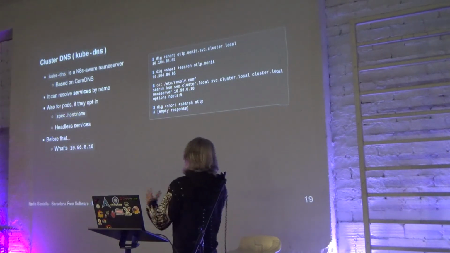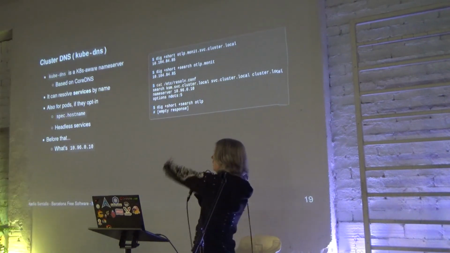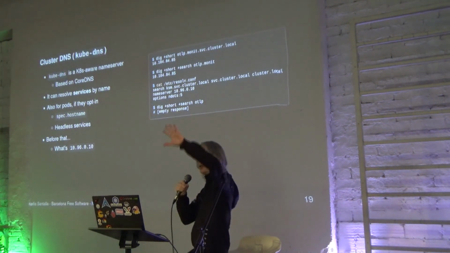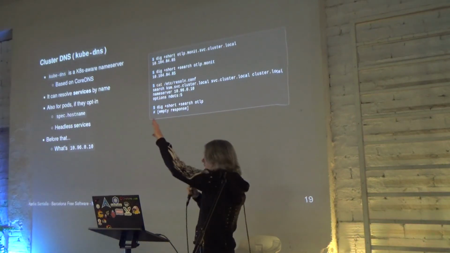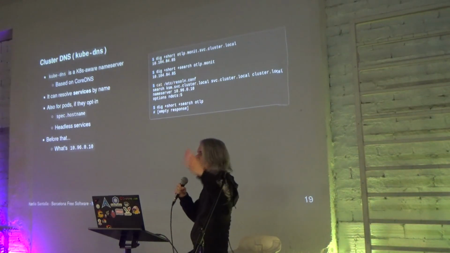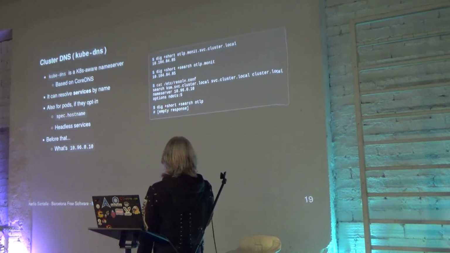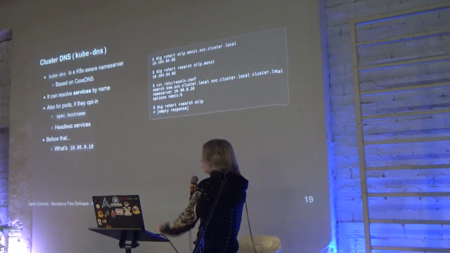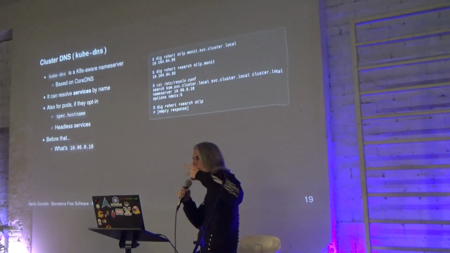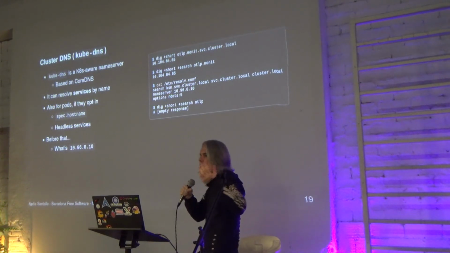kube-dns is a Kubernetes-aware name server that you will see bridges the gap between the logical world of the Kubernetes API, where services have endpoints and whatnot, and the traditional or standard world of DNS, where you ask for a name and you get the stuff. kube-dns is implemented by CoreDNS, and you may see that these two are used kind of interchangeably, but you can use CoreDNS for things that are not Kubernetes.